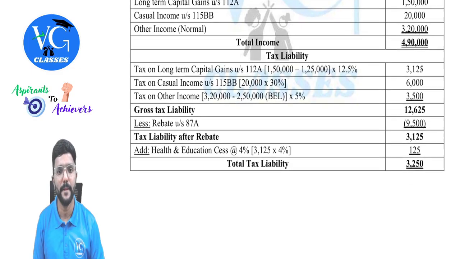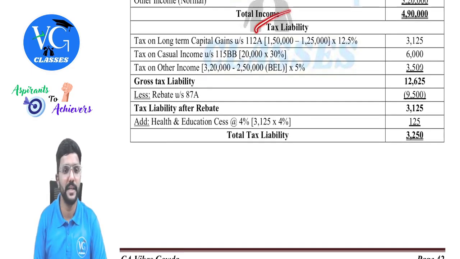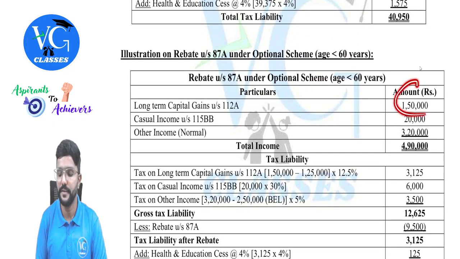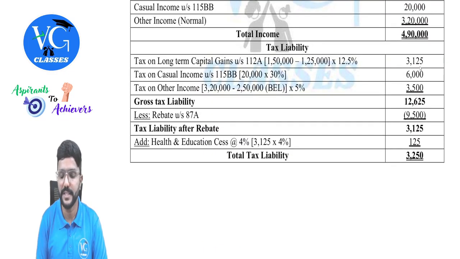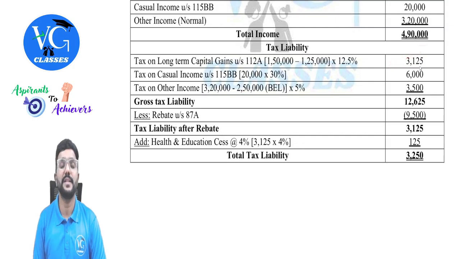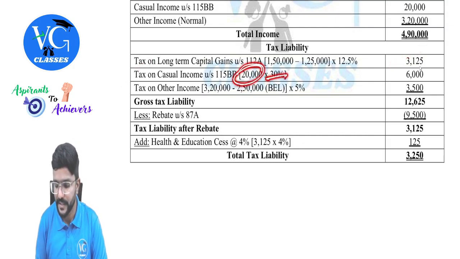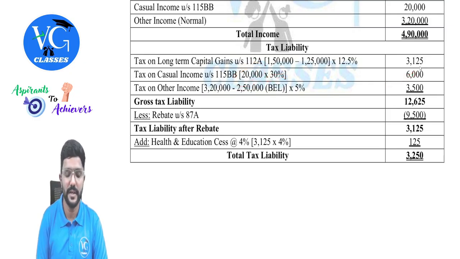Yes. Okay. Coming to the tax calculation. Tax on long-term capital gain under section 112A: 1,50,000 is the actual figure which we have considered here, but up to 1,25,000 it is not taxable. Remaining 25,000 is taxable at 12.5%, guys. So we will get a figure of 3,125. Tax on casual income: 20,000 into 30%, which will give us 6,000. Then tax on other income: 3,20,000 minus 2,50,000.